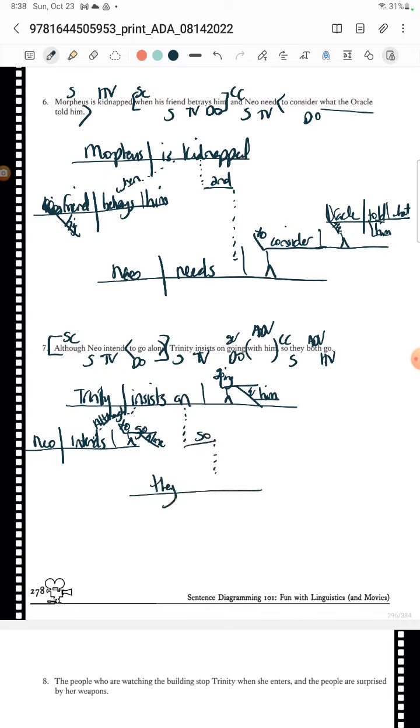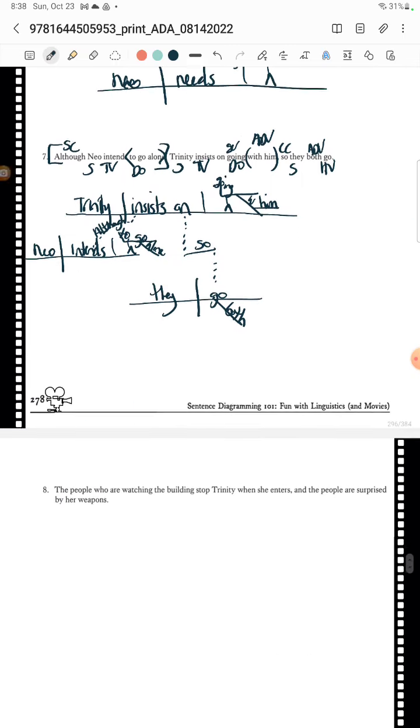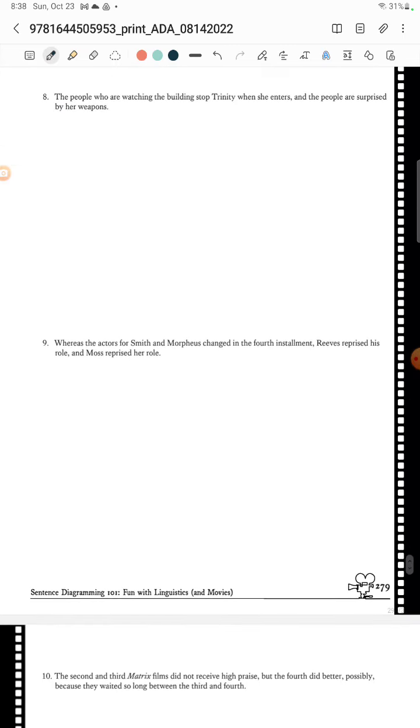What? They go. But they both go. It ends badly, in case you haven't seen it. Or does it? I don't know. Do you call that a bad ending? The Matrix is involved. Okay.